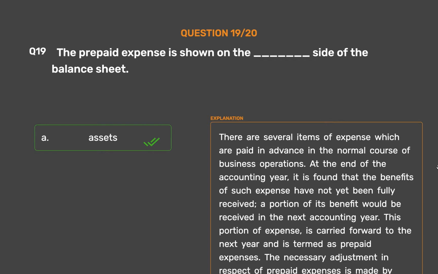At the end of the accounting year, it is found that the benefits of such expense have not yet been fully received. A portion of its benefit would be received in the next accounting year. This portion of expense is carried forward to the next year and is termed as prepaid expenses. The necessary adjustment in respect of prepaid expenses is made by recording the following journal entry. Prepaid expense A/c debit, to concerned expense A/c. The effect of the above adjustment entry is that the amount of prepaid part is deducted from the total of the particular expense, and the prepaid expense is shown on the assets side of the balance sheet.